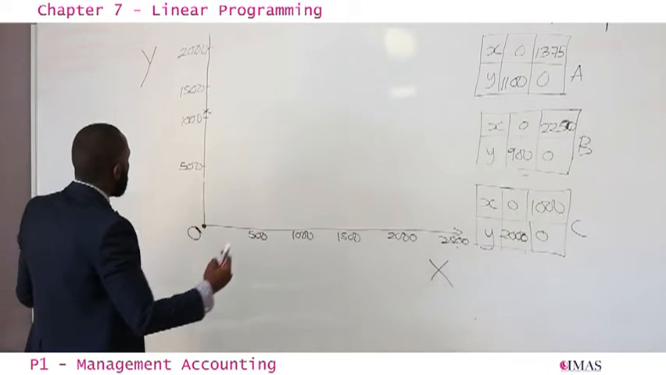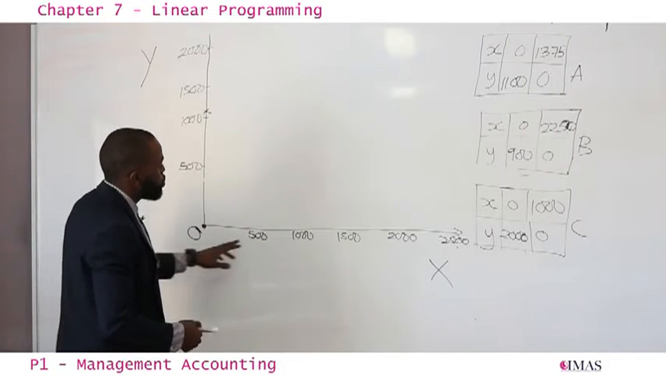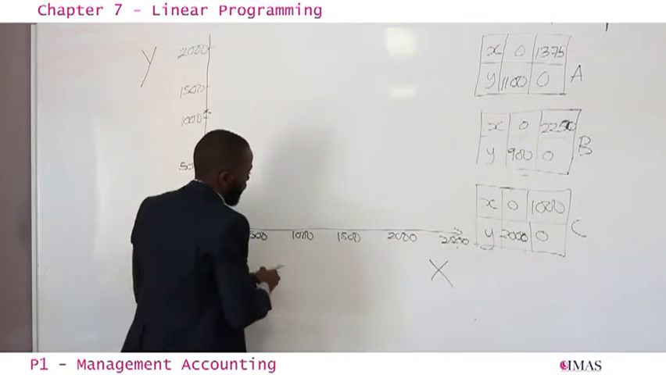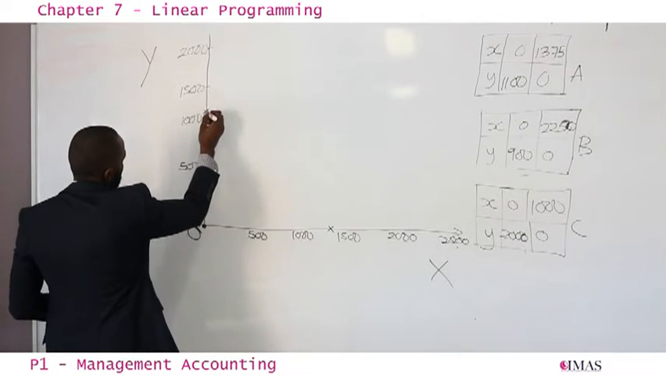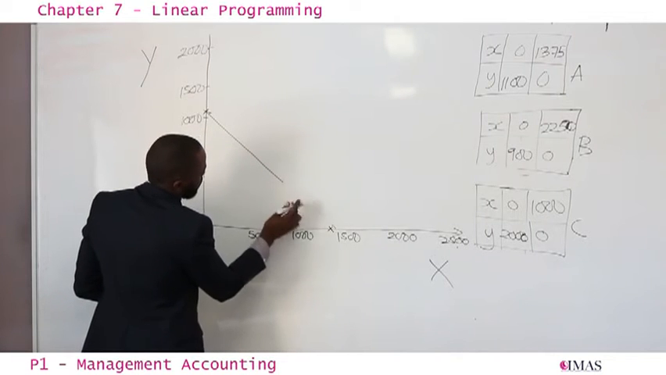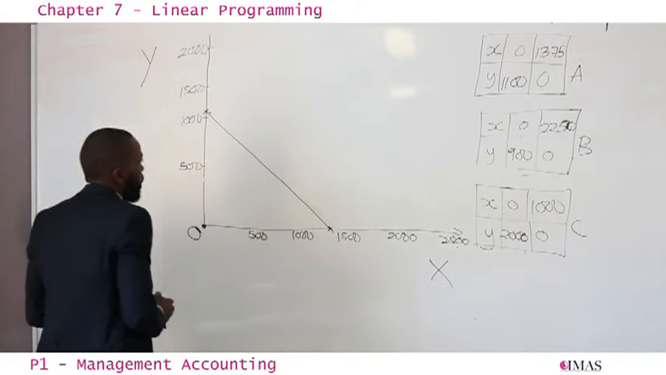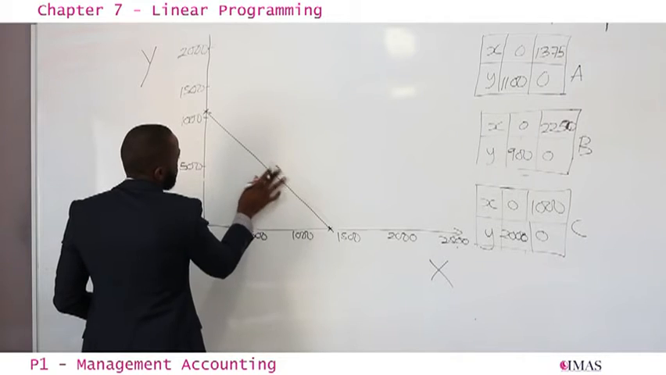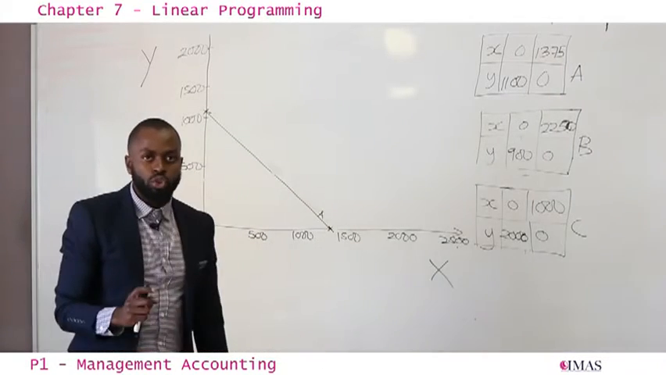So for constraint A, when x is 0, y is 1.1. Then when y is equal to 0, x is 1375. So let's just say we have 1375 here. Then we have to join the 2 points. That will be constraint A. Let's just put it here. That will be A. Then we go to B.